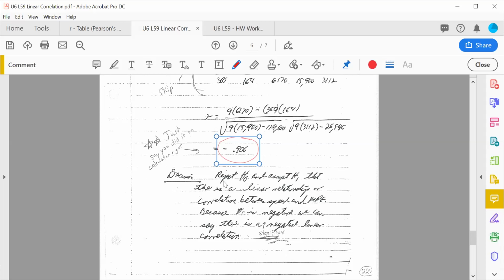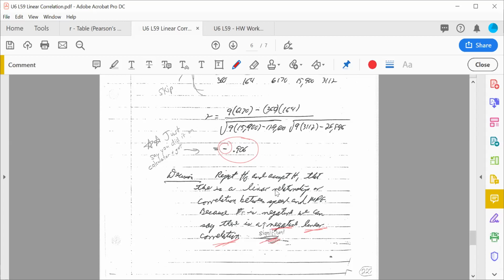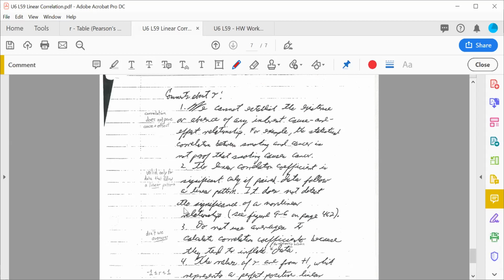And then last but not least, because the R value is negative, we say that there is, and these are the 4 magic words, we say there is a significant negative linear correlation. 4 magic words. If this was positive 0.906, I would say a significant positive linear correlation. What if you fail to reject? We fail to reject H0 and accept that there is no significant linear correlation. Still 4 magic words, no significant linear correlation. Always 4 magic words.